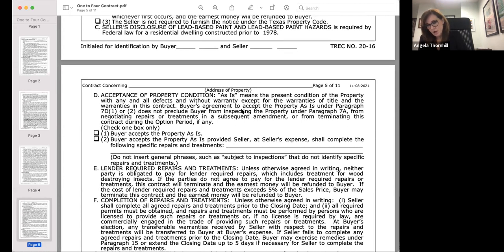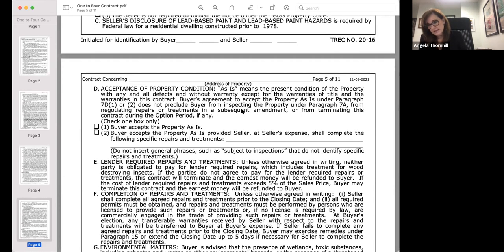Okay, next D, acceptance of property condition as is. It says as is means present condition of the property.